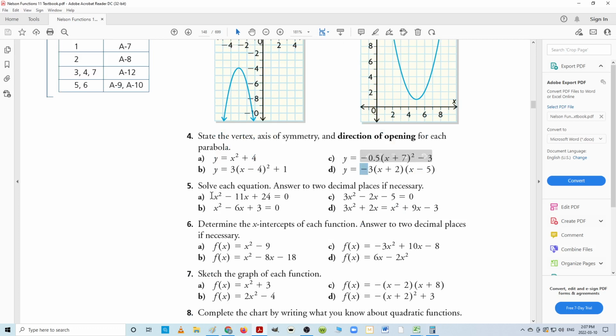Solve each equation. So this goes back to factoring. The factors here will be minus 8, minus 3. So that means it goes through the x-axis at plus 8, 0 and 3, 0.